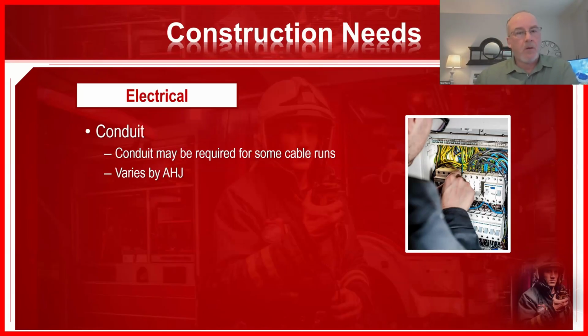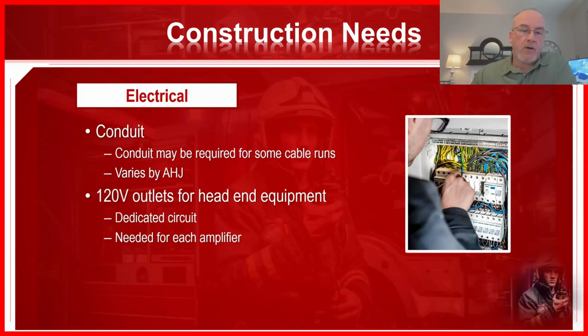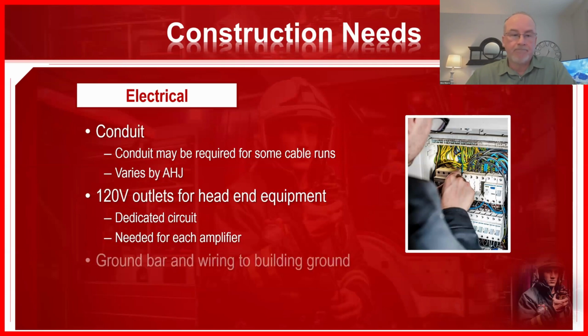This is where your relationship with that local RF integrator is going to be helpful. And I'll mention more about that in just a moment, because he or she will know what this county asked for, this county asked for this, and so on. You need a 120 volt outlet for the head end equipment. That's the amplifier. You need one dedicated circuit for each amplifier. So sometimes in a larger building, you'll have an amplifier on one end, and then you have to put one on the other. And so you'll have to have power for both of those units if you have more than one.